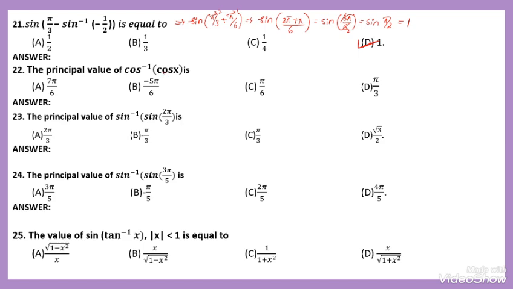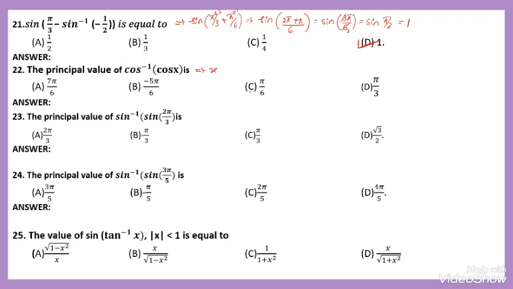I will solve this later. Then the principal value of sine inverse of sine 2 pi by 3. Here, sorry, there is a cos inverse of cos x. According to the property, the answer is x.